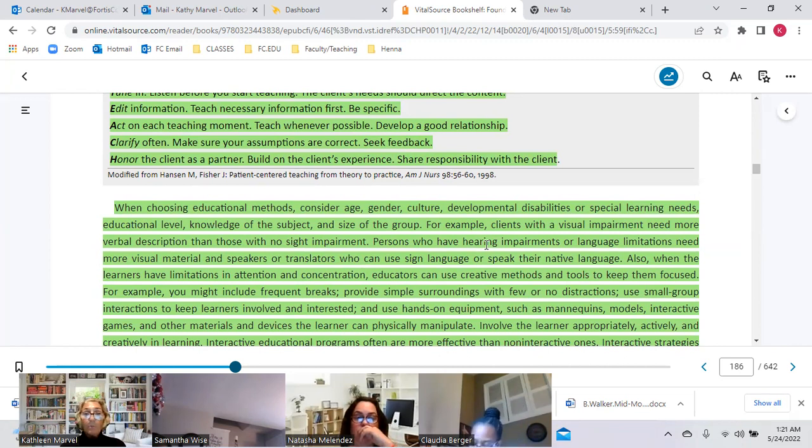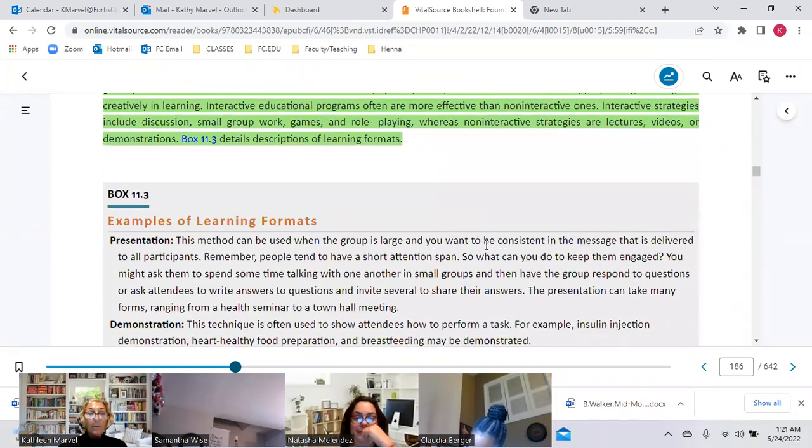size of group. What if you have a group that has visual impairment? What if you have a group that is hearing impaired? What if you have a group of kids whose attention span is short? What if you have a group of people that are maybe hard to motivate? Lots of different needs.